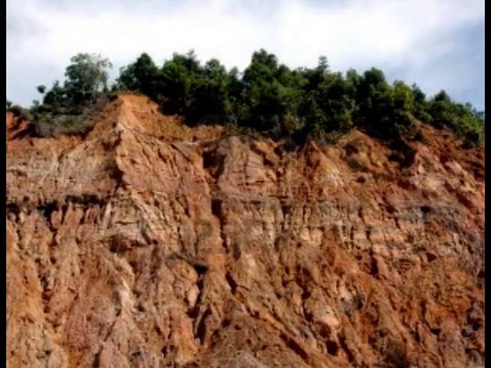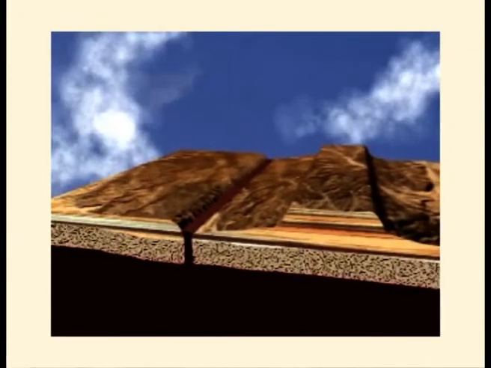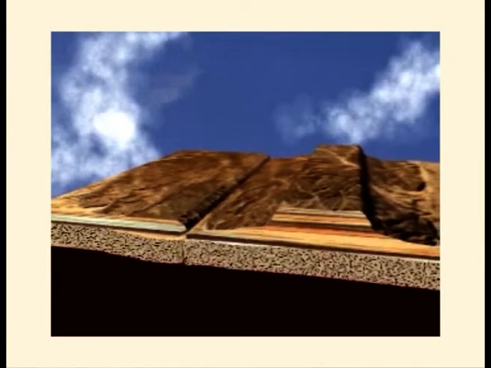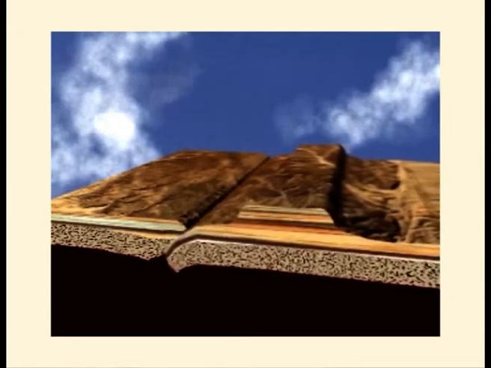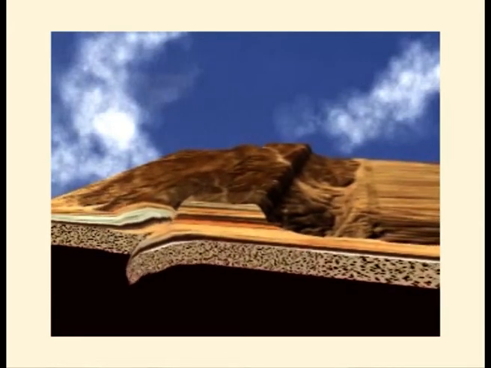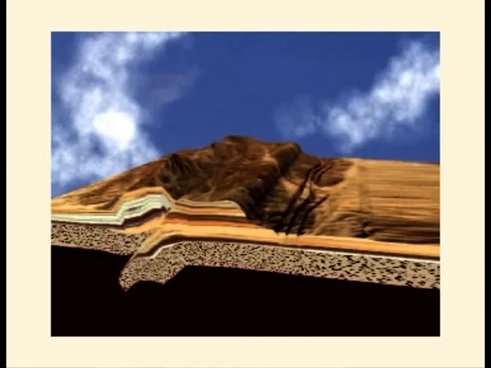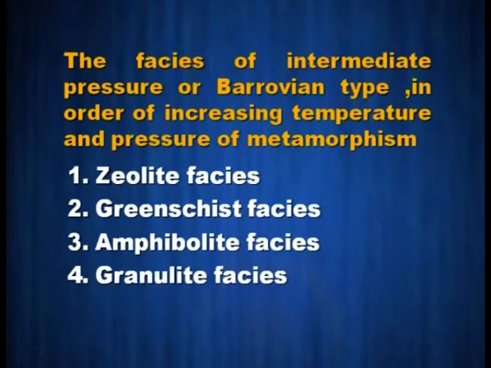The regionally metamorphosed rocks occur during orogenic events, the collision of 2 continental plates or island arcs with a continental plate, which produce the extreme compressional forces required for the metamorphic changes typical of regional metamorphism. The phases of intermediate pressure or Barrovian type, in order of increasing temperature and pressure of metamorphism, are first zeolite phases, second greenschist phases, third amphibolite phases and fourth granulite phases.